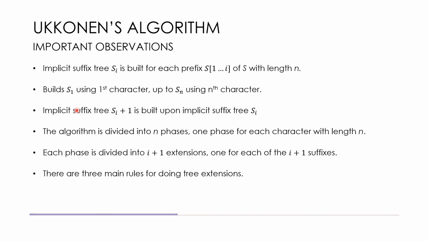We see that the algorithm is divided into n phases, and one phase is for each character of the string of length n. And each phase can also be divided into i+1 extensions, one for each of the i+1 suffixes. So we have phases, and then these phases have subphases, if you want to call them that. At each phase, we're going to see whether we need to extend the suffix tree or not. And if we do, we need to follow 3 main rules, as I mentioned before. And now we're going to take a look at what those 3 rules are.